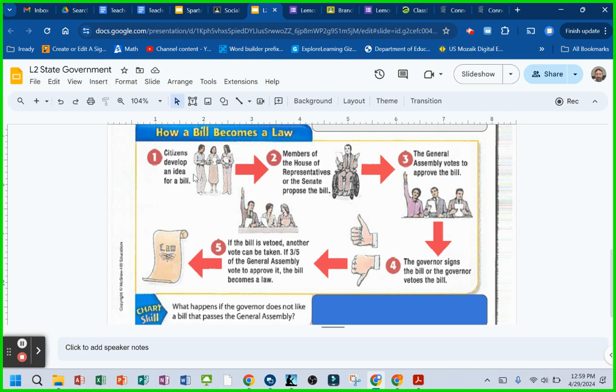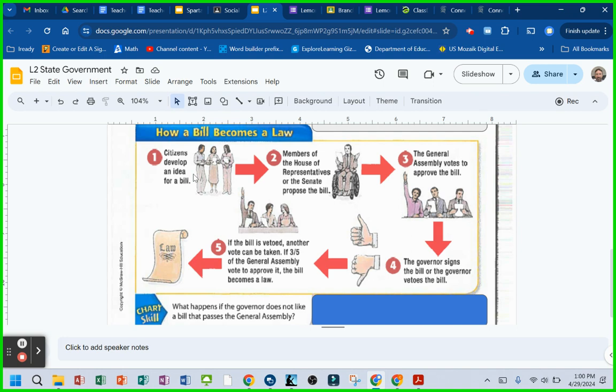Then the bill goes on over to the governor, and the governor either signs it into law or vetoes it. Veto doesn't necessarily mean, oh, I guess we can't do it. If the governor vetoes a bill, it goes back to the General Assembly for rework. Okay? If it's vetoed, another vote can be taken. If 3/5 of the General Assembly vote to approve it, the bill becomes a law.